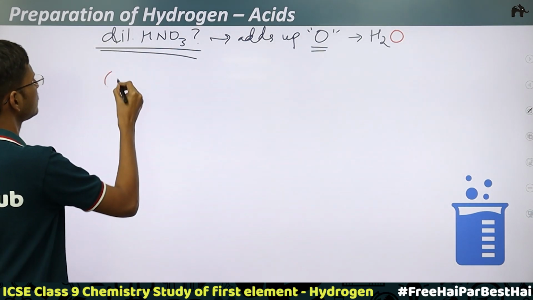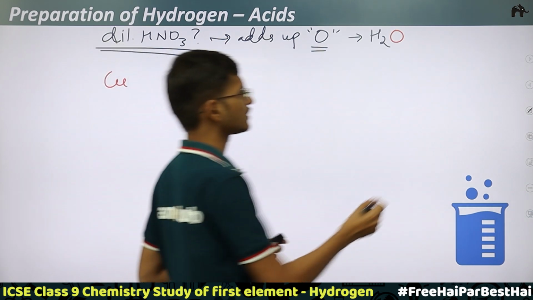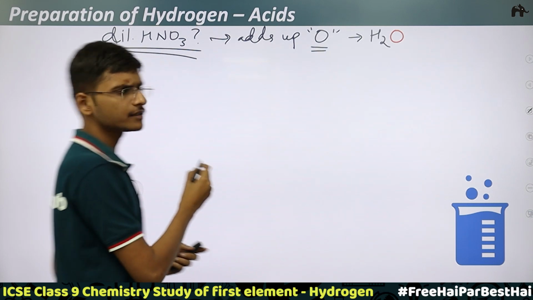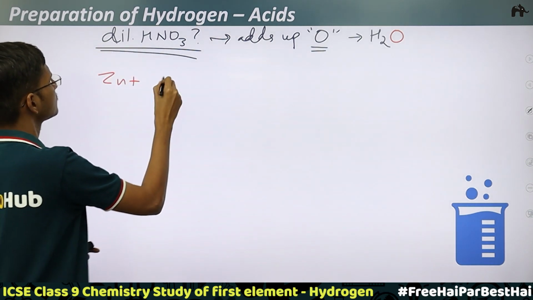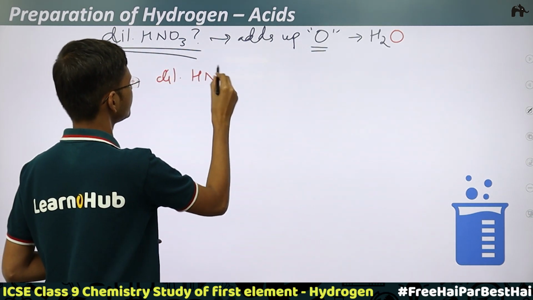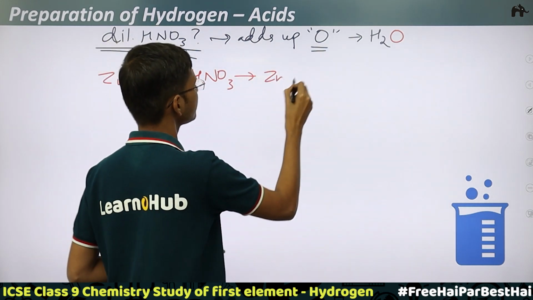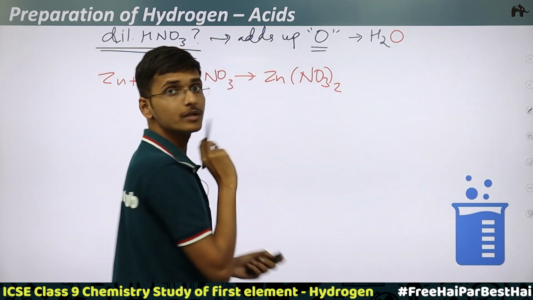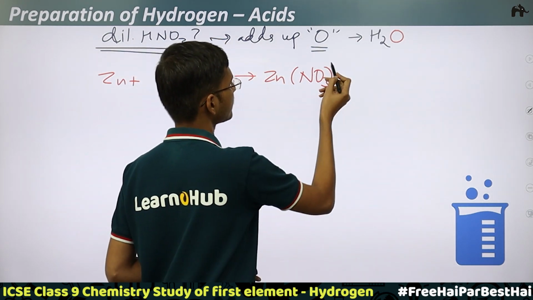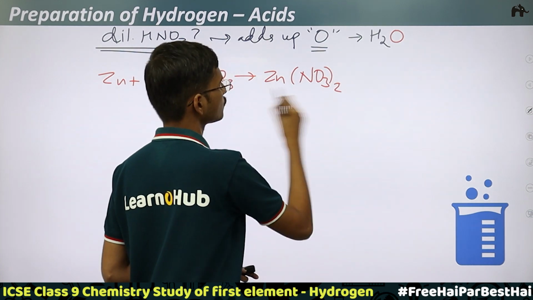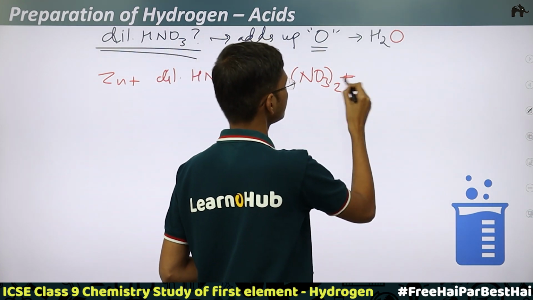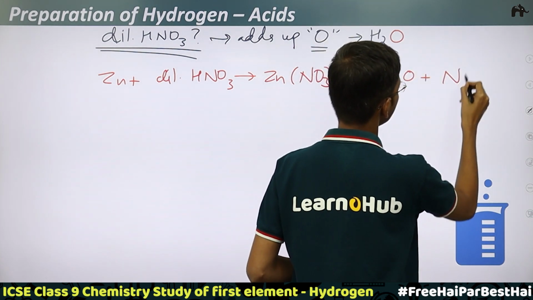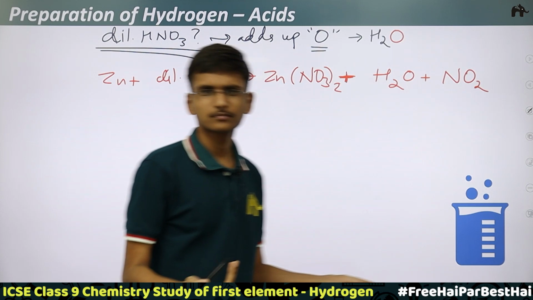So for example, let me explain you. Suppose I take zinc, not copper. I treat it with dilute nitric acid. So what would form here is zinc nitrate. Zinc nitrate's formula would be like this, Zn2+, so 2 would go down here, and then NO3 1- would come here. So Zn(NO3)2, and along with it, it would result in the formation of water and NO2.